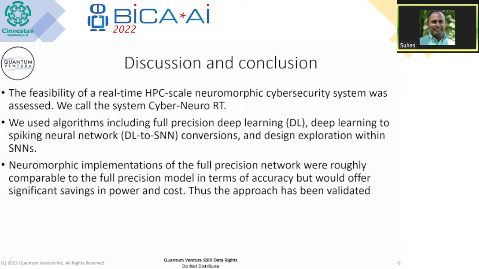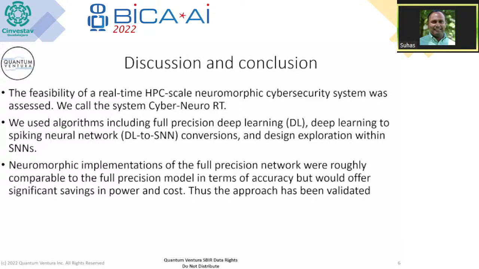So with that, I'd like to give a discussion and conclusion. The feasibility of real-time HPC scale neuromorphic cybersecurity was assessed. We call our system CyberNeuro-RT. We used algorithms including full precision deep learning and then conversion of deep learning to reduced precision spiking neural networks, and also design exploration within spiking neural networks. Neuromorphic implementations of the full precision networks were roughly comparable in terms of accuracy, but are much smaller and less costly.